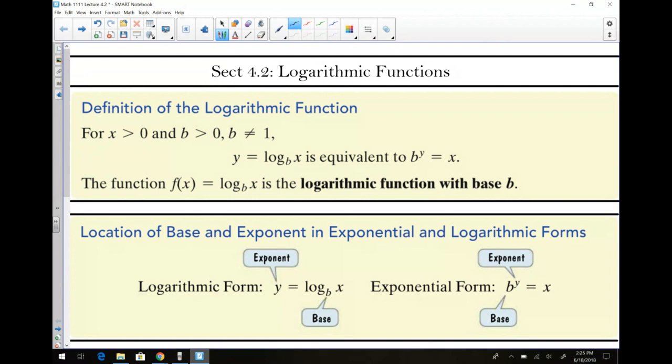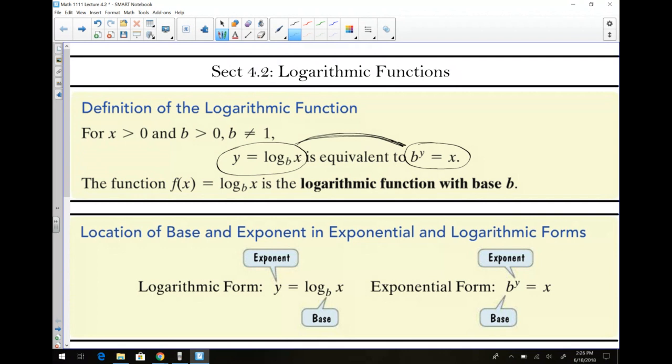So here it says that what we want to be able to write in both ways are these two things. What this is saying is that these can be swapped out at any moment, okay? So notice what this is saying. It says here that this is the function f of x equals log base b of x, the logarithmic function with base b, okay? So what I want y'all to note is that this is not b times x, okay?